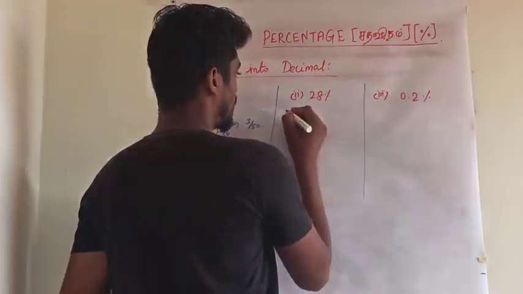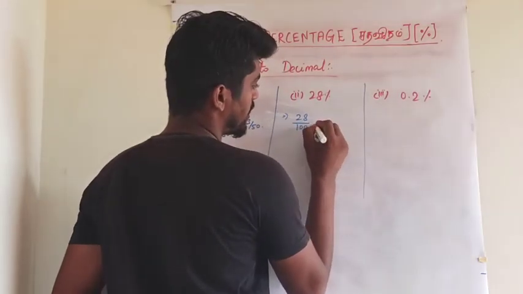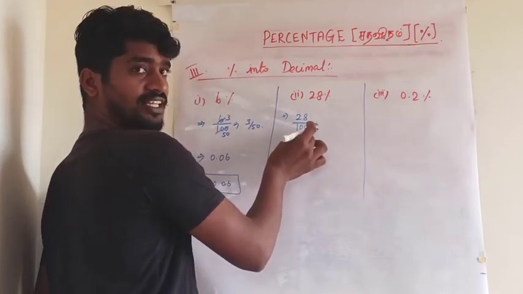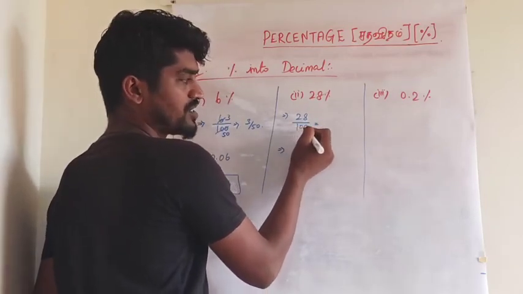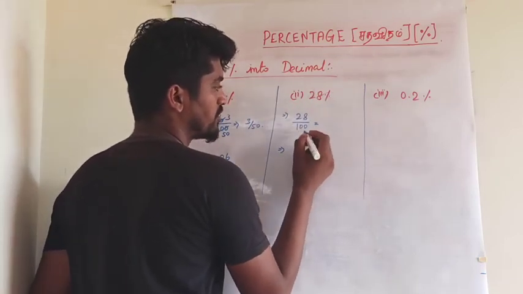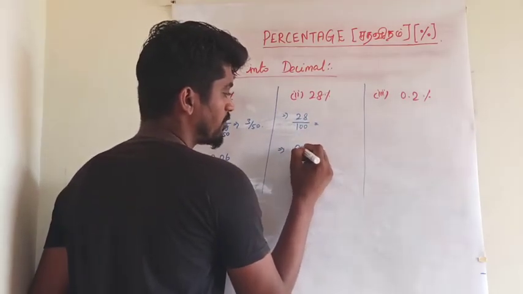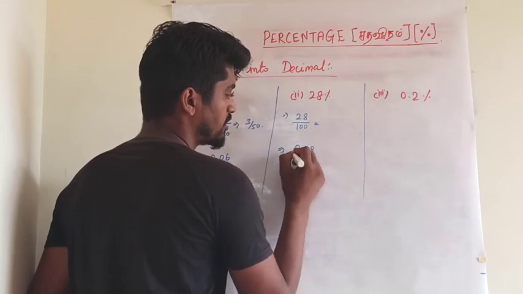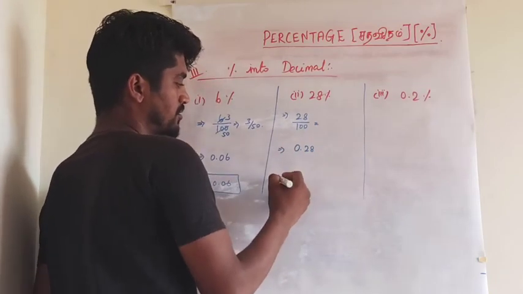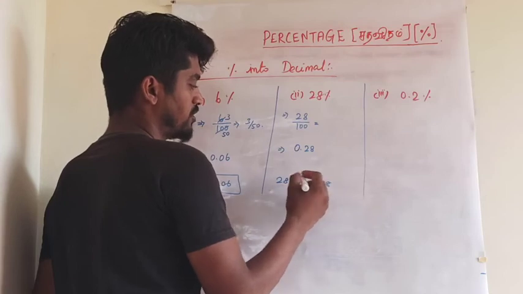Now convert this value into decimal: 28 divided by 100. In the denominator there are 2 zeros, so we place the dot 2 digits from right to left. Here the 2 digits are 8 and 2. So we write 0.28. So 28% is equal to 0.28.